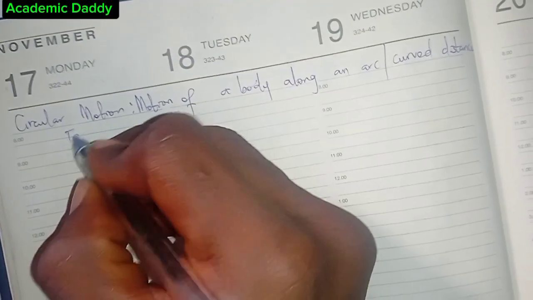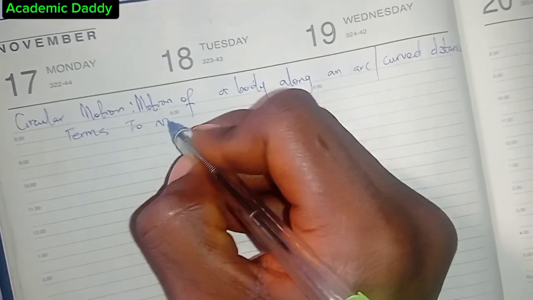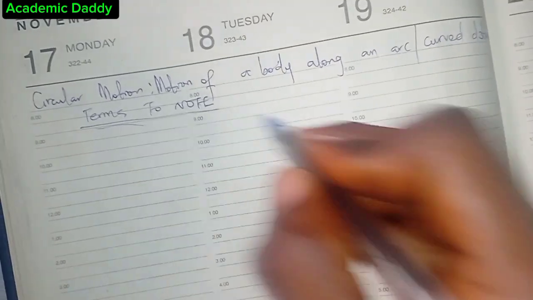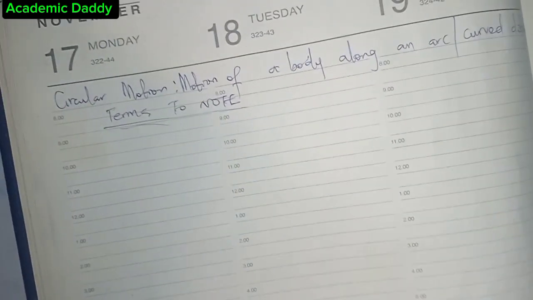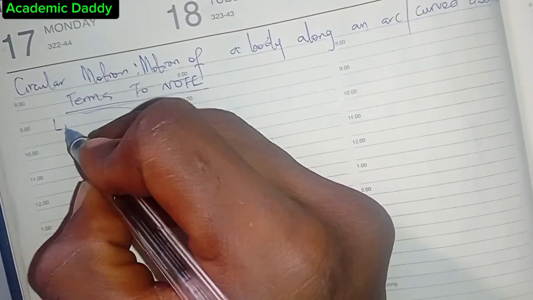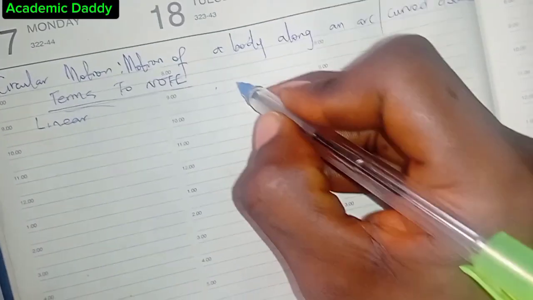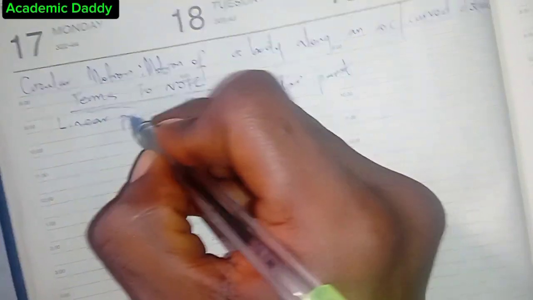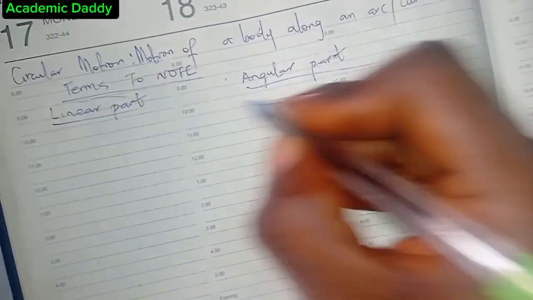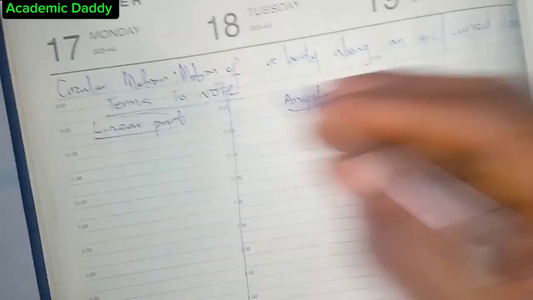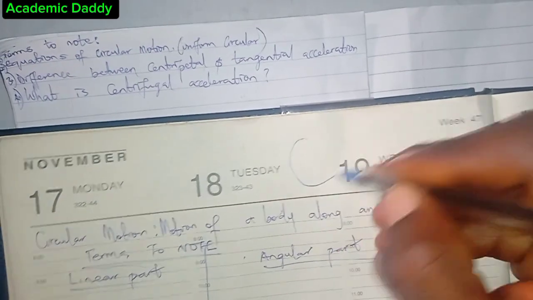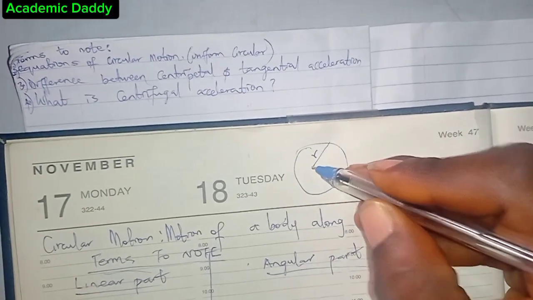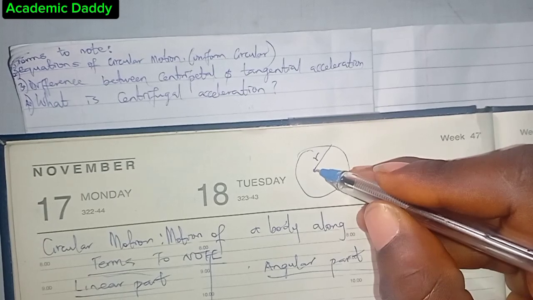Alright, terms to note. So if it's rotating, it's going through a circular motion. The first thing you need to note is that this circular motion always has a linear part and an angular part to it. Now, for example, if this is a circle and a body is moving, this part is called the radius, the distance from the center to the circumference.